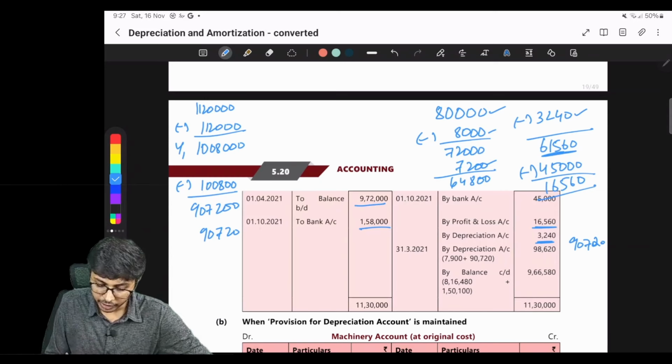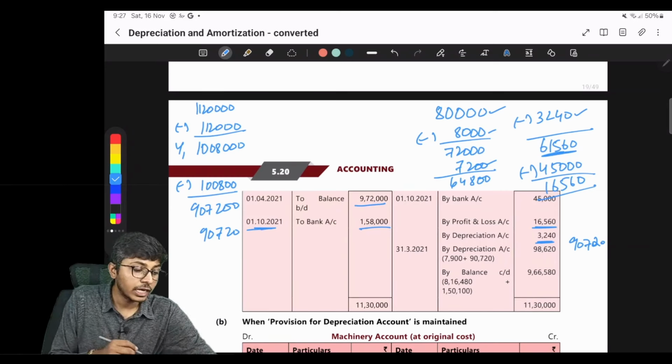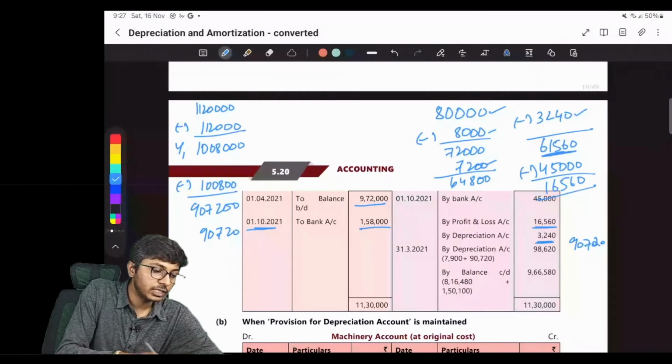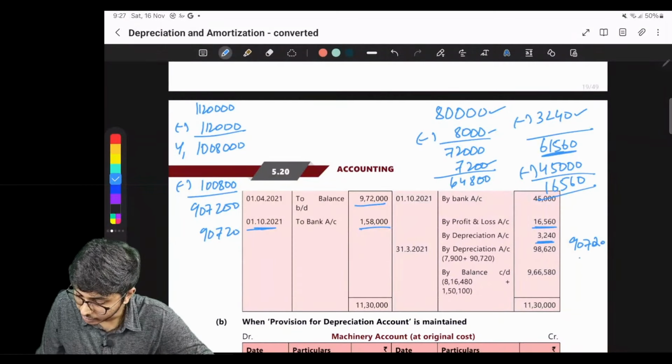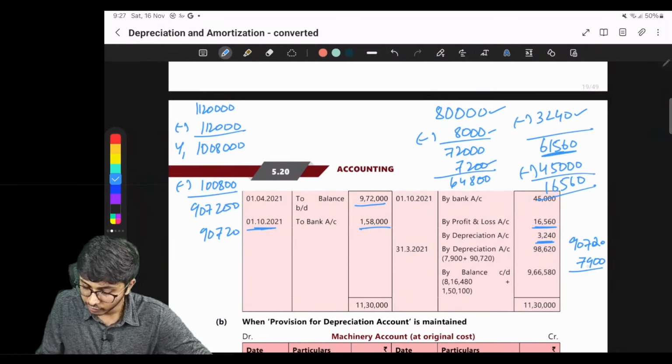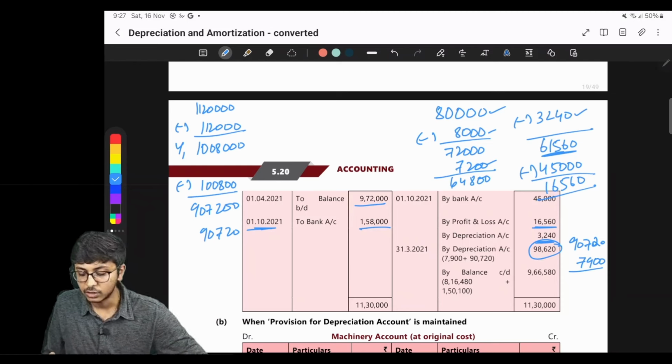Now the second asset, when did we buy? We bought it after 6 months. So 1,58,000 into 10% will be for a full year, divided by 2 will be for 6 months. 7,900 should be your depreciation for the half year. So total, if you add, it should be 98,620.